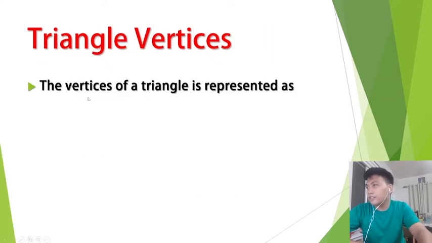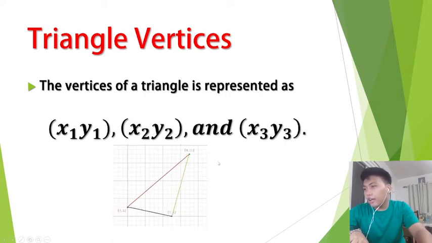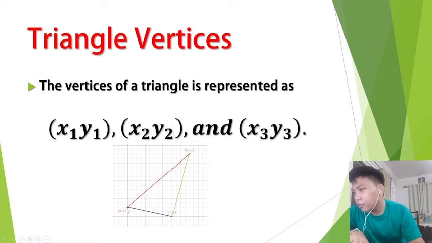The vertices of a triangle are represented as x sub 1, y sub 1, x sub 2, y sub 2, and x sub 3, y sub 3. As you can see in this graph, we have points 1, 2, and 3. It is represented by x sub 1, y sub 1, x sub 2, y sub 2, and x sub 3, y sub 3.